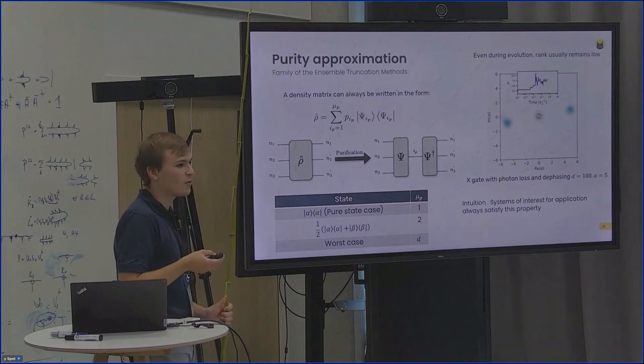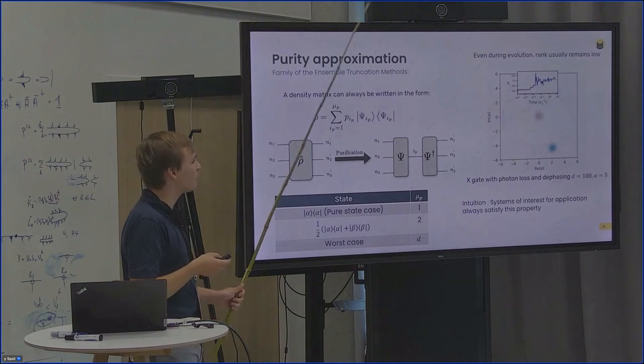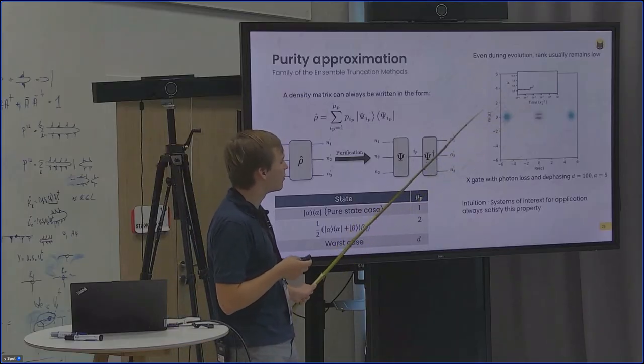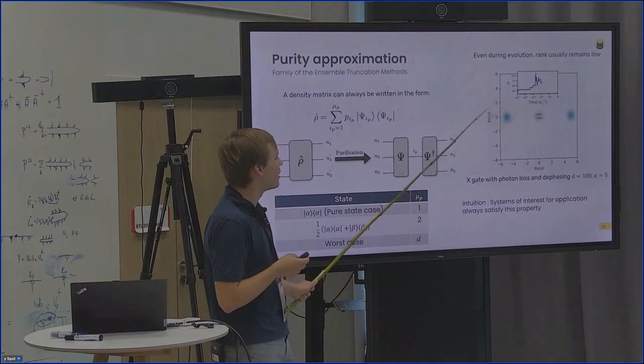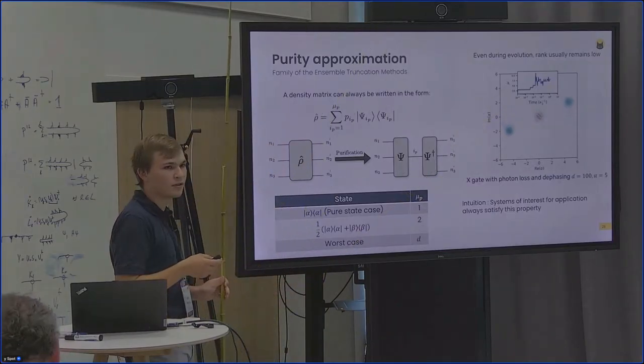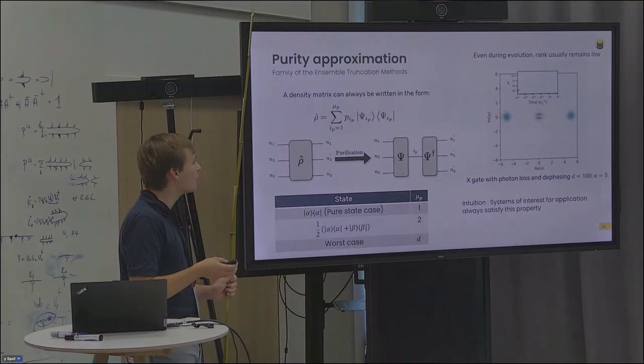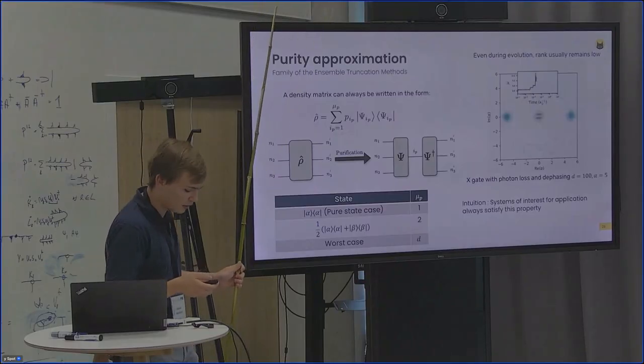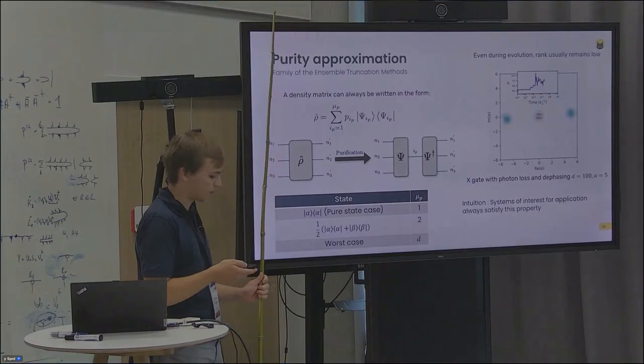If you enter a regime where your state becomes very complex, very impure, so for example, in the Wigner representation, you will have something with a lot of blobs everywhere, then this is something that you usually want to avoid. So yeah, in practice, this hypothesis will often remain true.